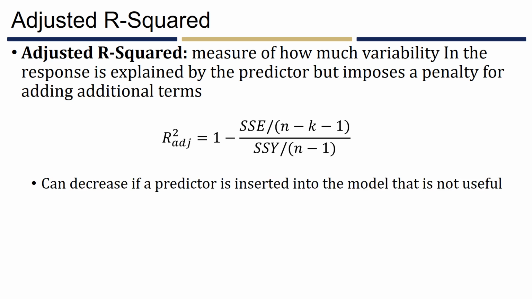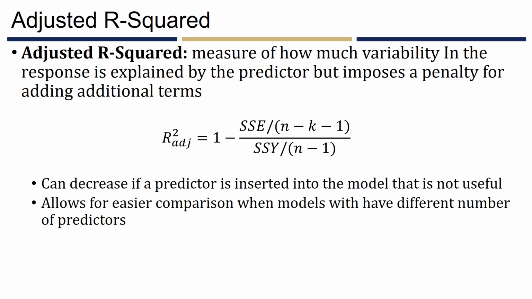What makes adjusted R squared different from the regular R squared is the fact that your adjusted R squared is able to decrease if a predictor is inserted into the model that is not useful. So by dividing by n minus k minus 1, degrees of freedom in your error term, it basically penalizes your model if you include an insignificant predictor. This allows for easier comparison whenever your models have different numbers of predictors.